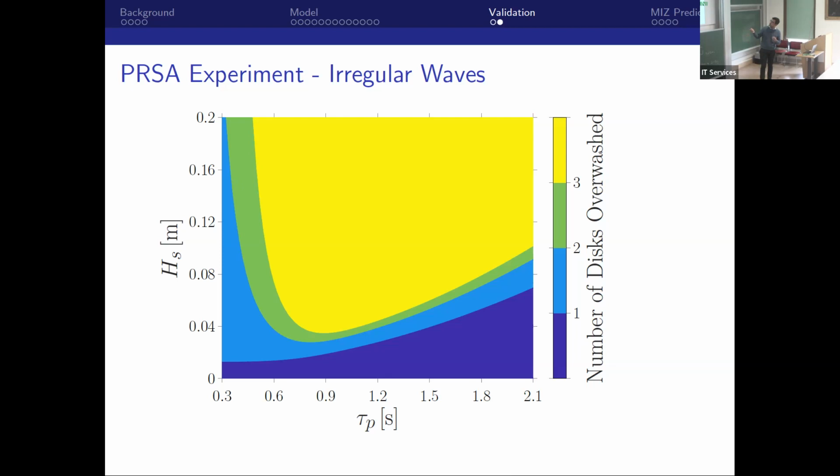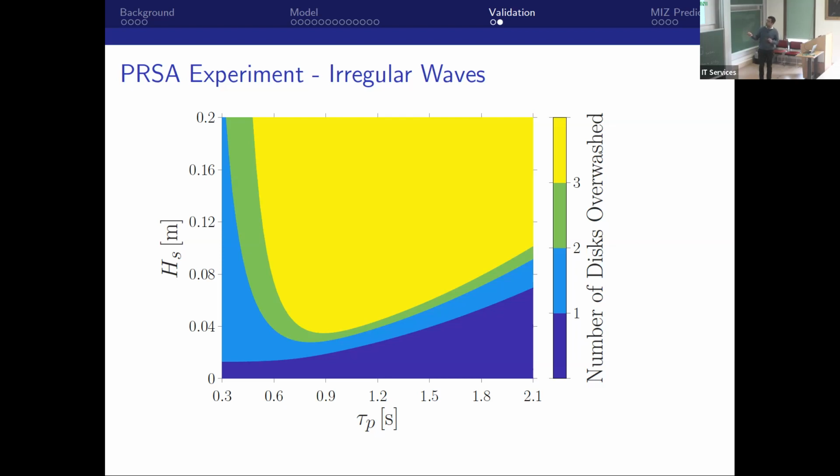3 disks overwashed. The interesting things to note are when we have very low periods, we have high reflection of waves. This increases the wave heights in front of that initial disk, which means that we don't need much significant wave height at all to overwash the first. In fact, you limit down to half the freeboard, essentially, because you get a doubling effect for very high reflection. But since most wave energy is reflected, it's not transmitted, and so you need a lot more significant wave height to overwash subsequent disks, even though there is high reflection.